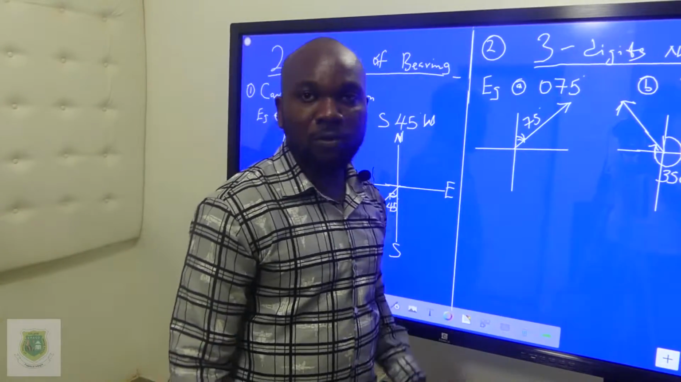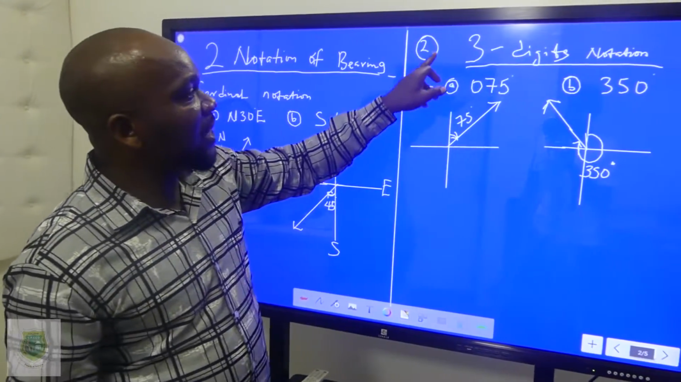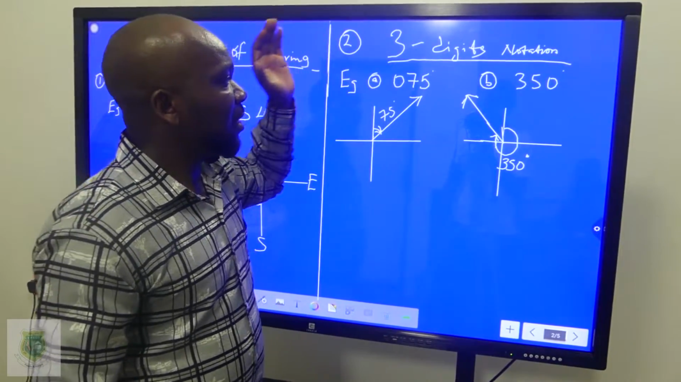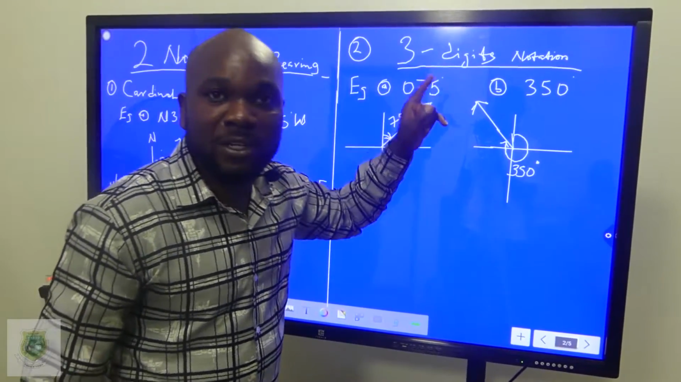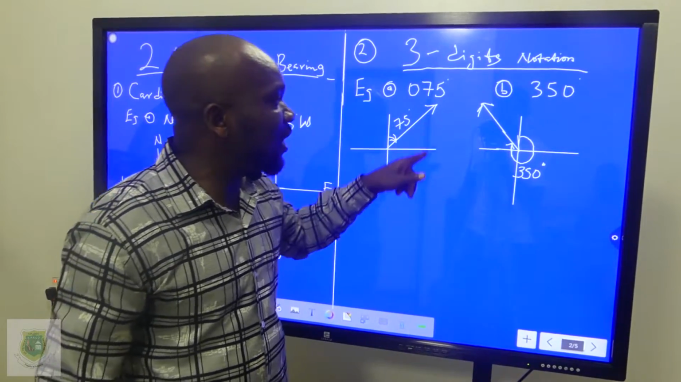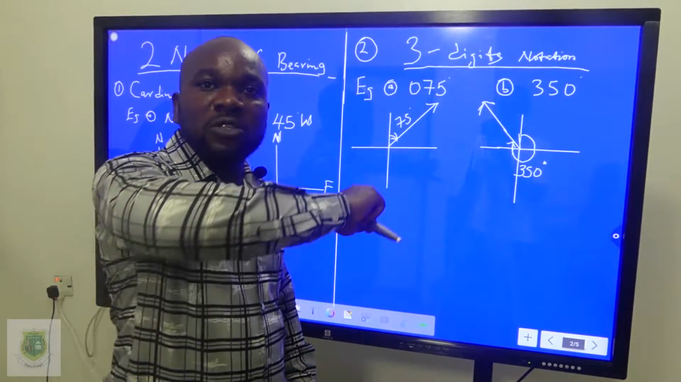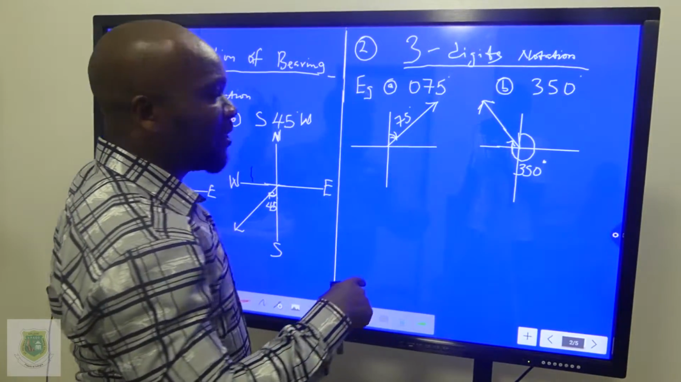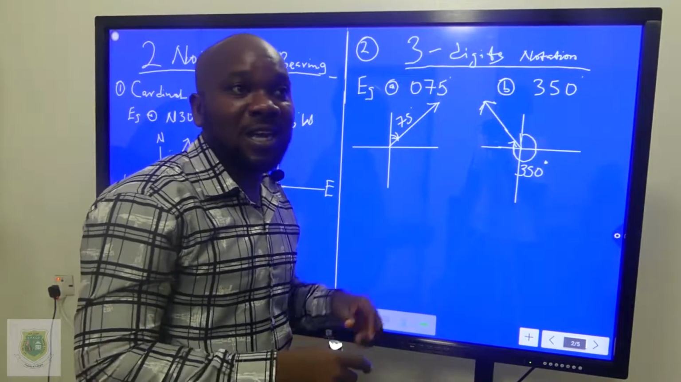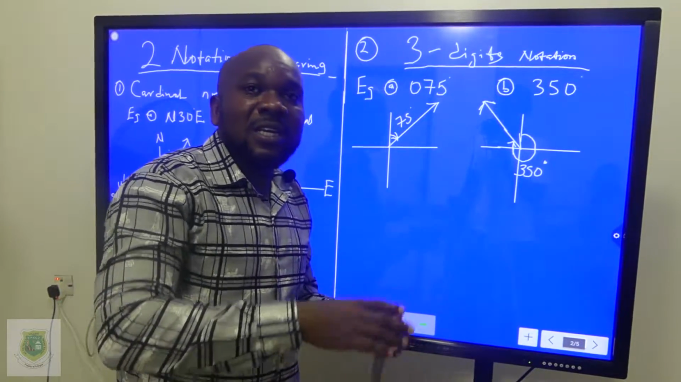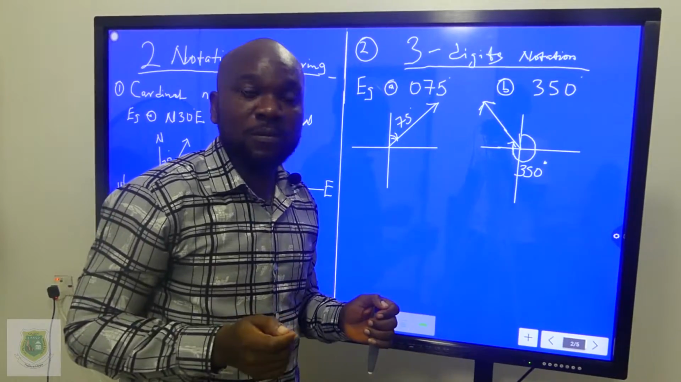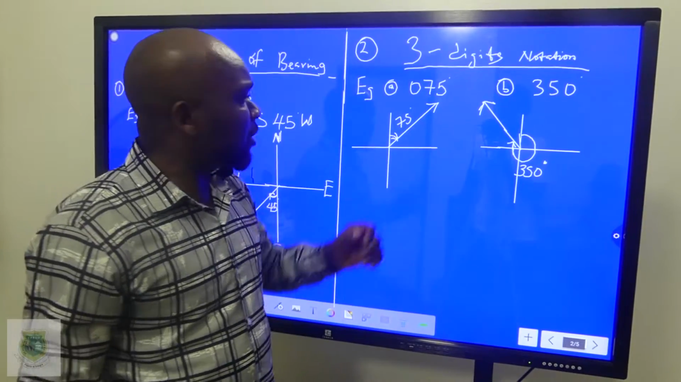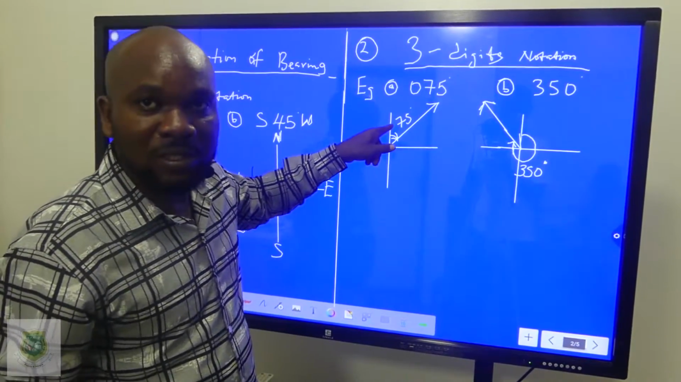Then look at the second one. The second one is the 3-digit notation. Anytime they do not give you any direction, it means that you are going to start from the north and move clockwise. This is the one that illustrates the definition of bearing, which I said is an angle measured in a clockwise direction from the north. If you look at this one, this is 075 degrees. In this case, you must start from the north and move.